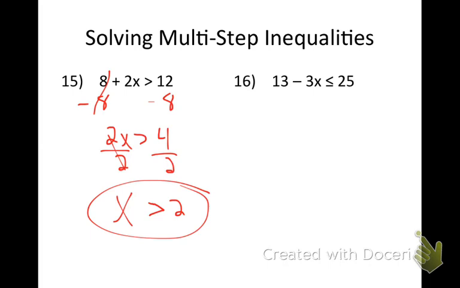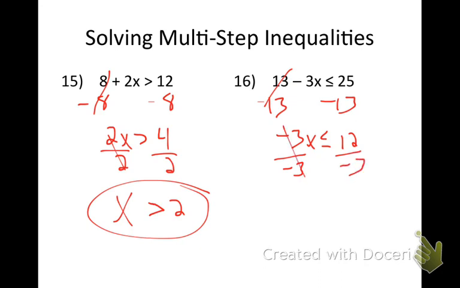16, walk me through what you did here. Joe Daniels, what'd you get? Or what'd you do? I subtracted 13 on both sides. Okay, so we start off by subtracting 13. Negative 3x is less than or equal to 12. What'd you do next? I divide by 3. By negative 3, right? Now what do you have to remember to do when you divide by negative 3? Flip the sign. So I get x is greater than or equal to negative 4, right?